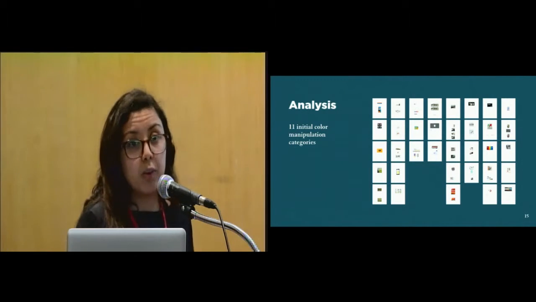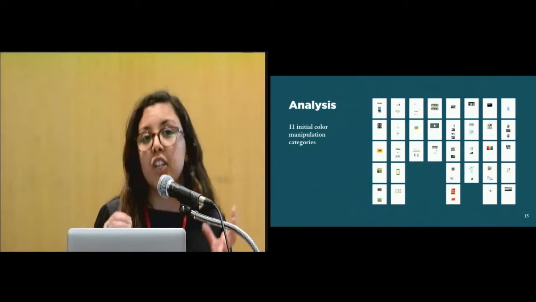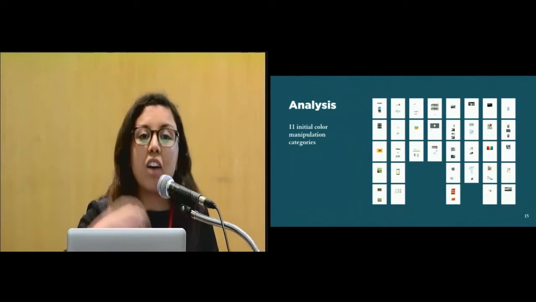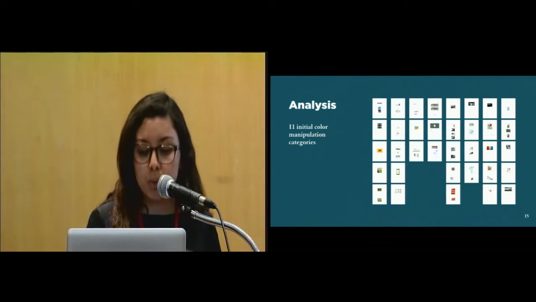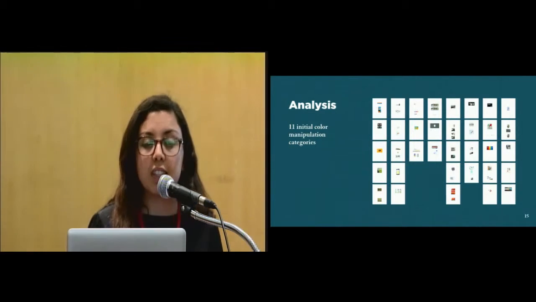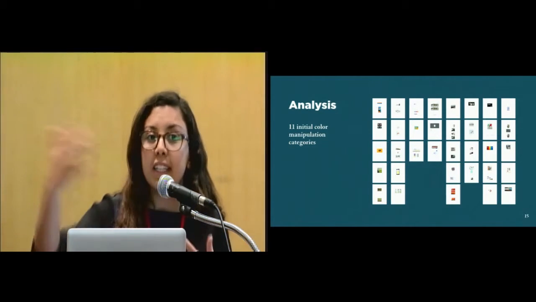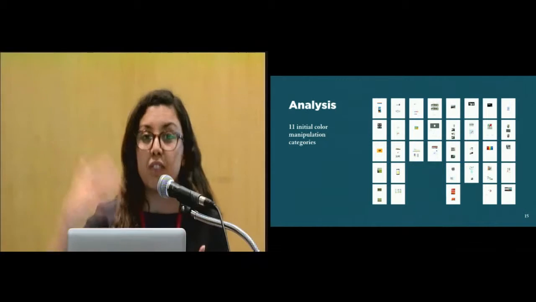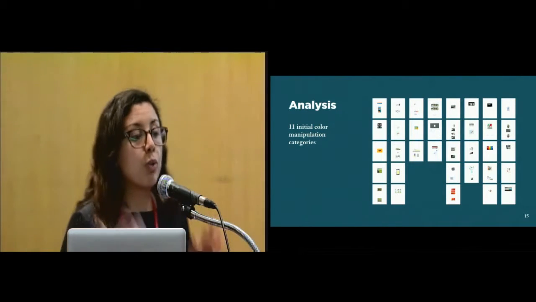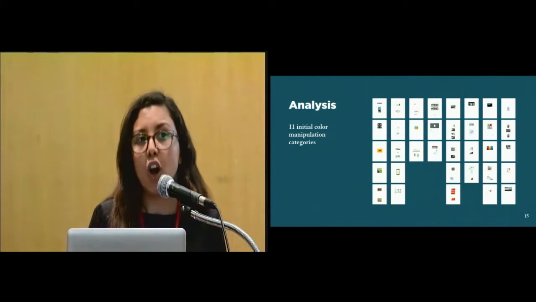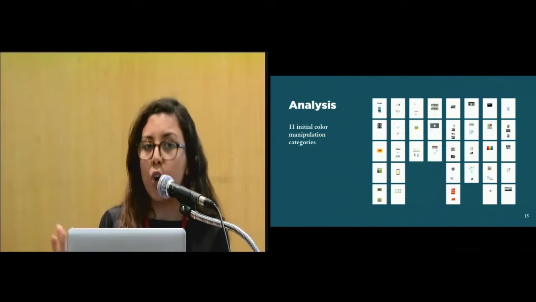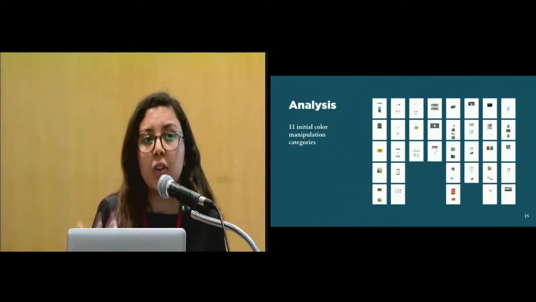Using grounded theory, we extracted 11 initial categories that articulate the interaction with color as was presented in the stories. Examples of these categories are moving back and forth between digital and physical colors. And more surprisingly, participants also expressed the need of using color as a prototype or a sketch that would articulate the idea that this color is not really final.